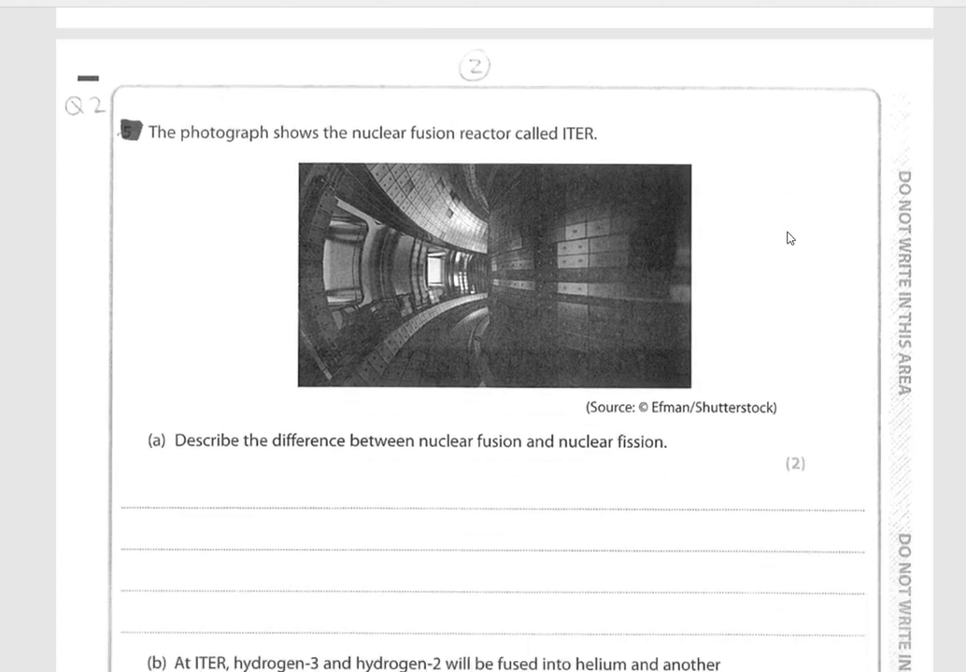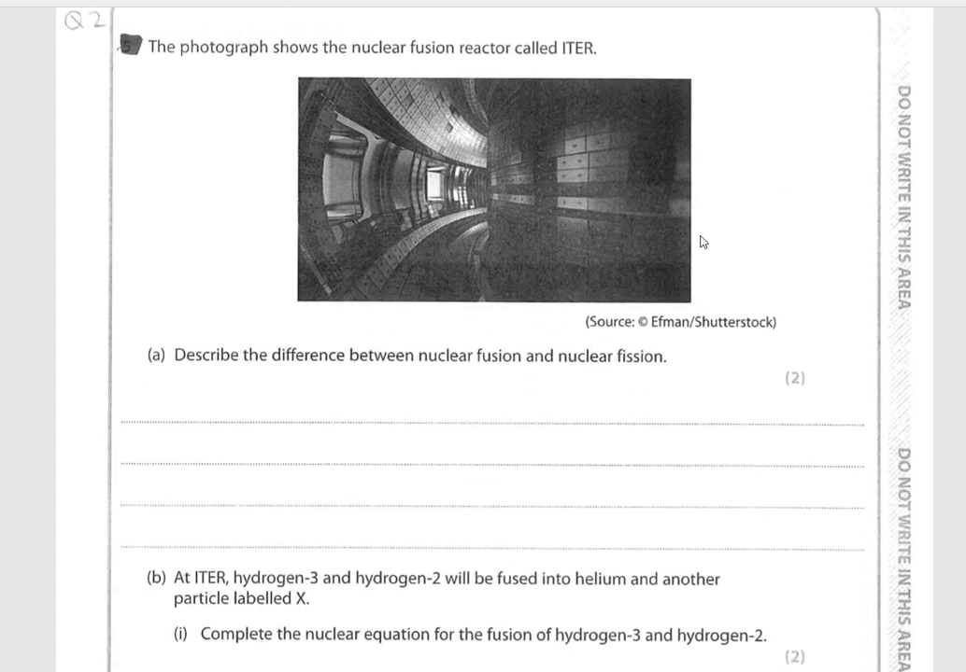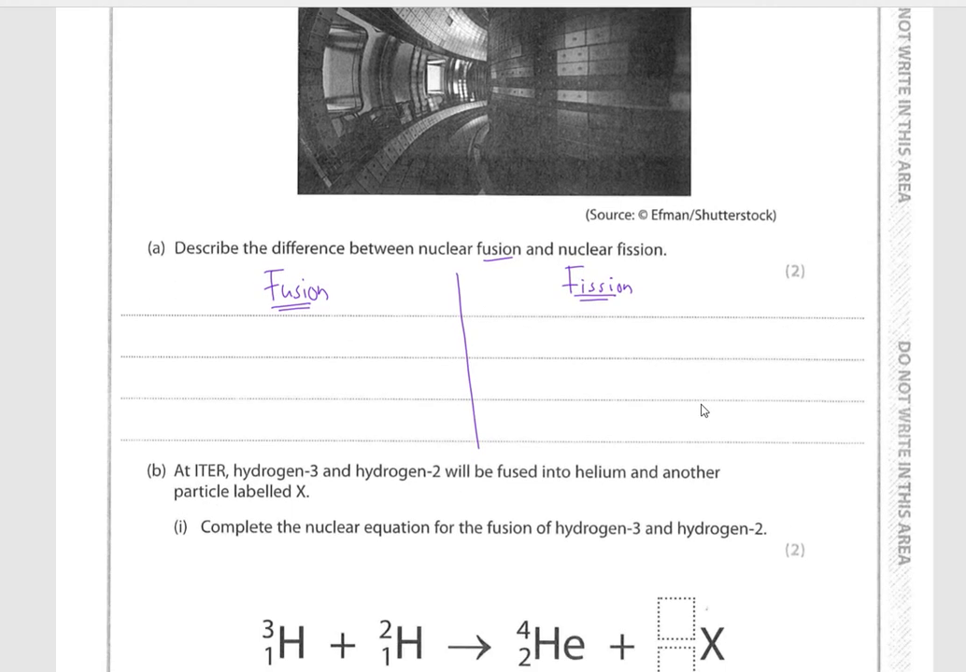Now this question is about fission and fusion. Describe the difference between fission and fusion. So what we're going to do is create a table. So we have fusion here, and then we have fission here. Now we need to be careful here. The question says describe again, so we don't need to explain what's happening. So what is happening here?